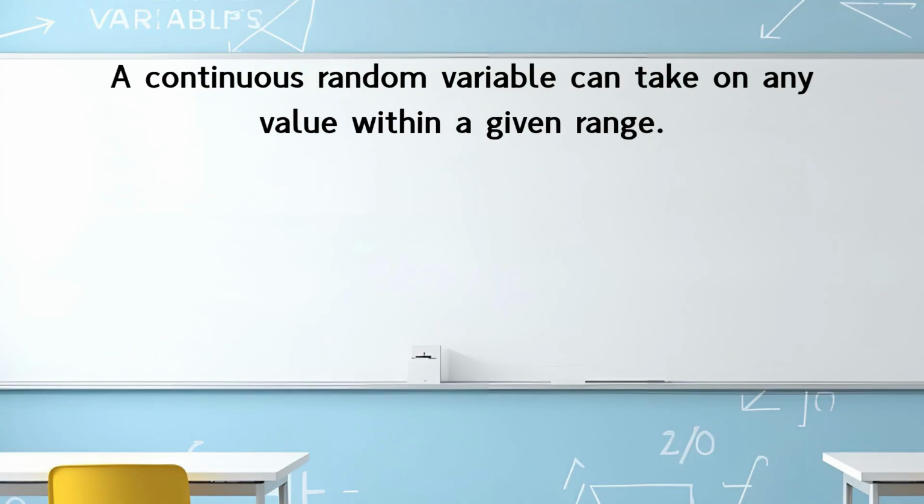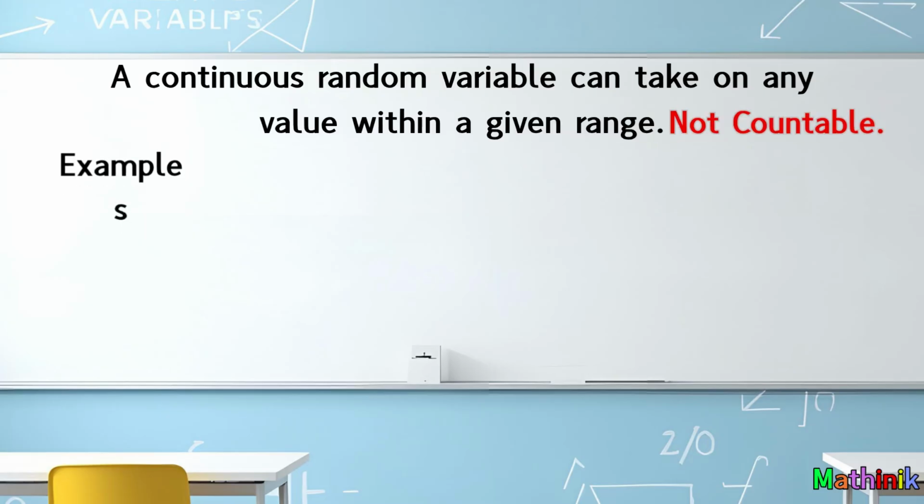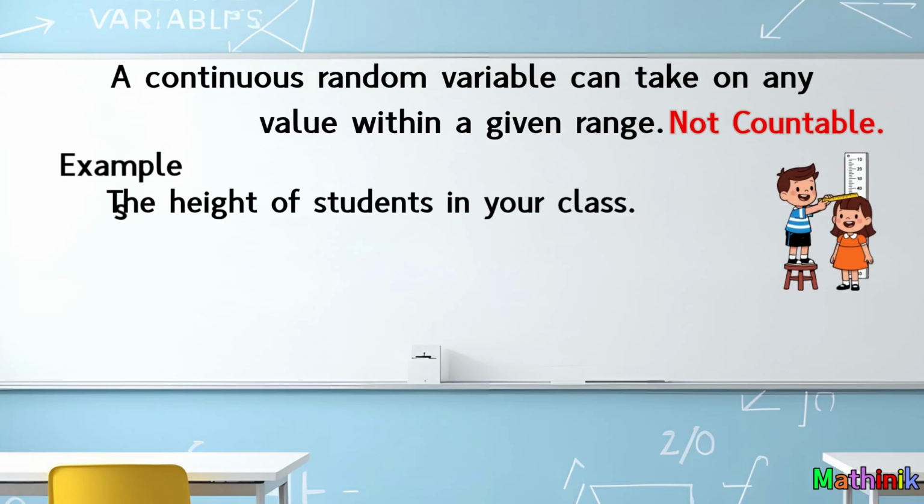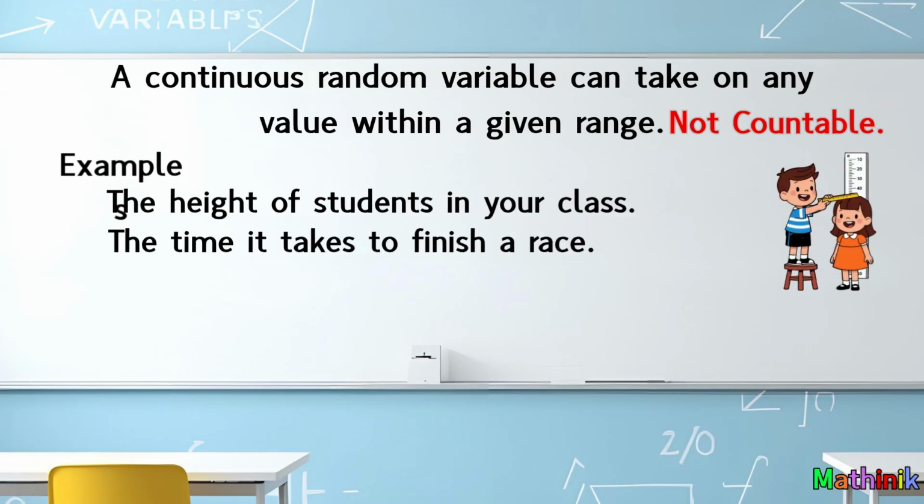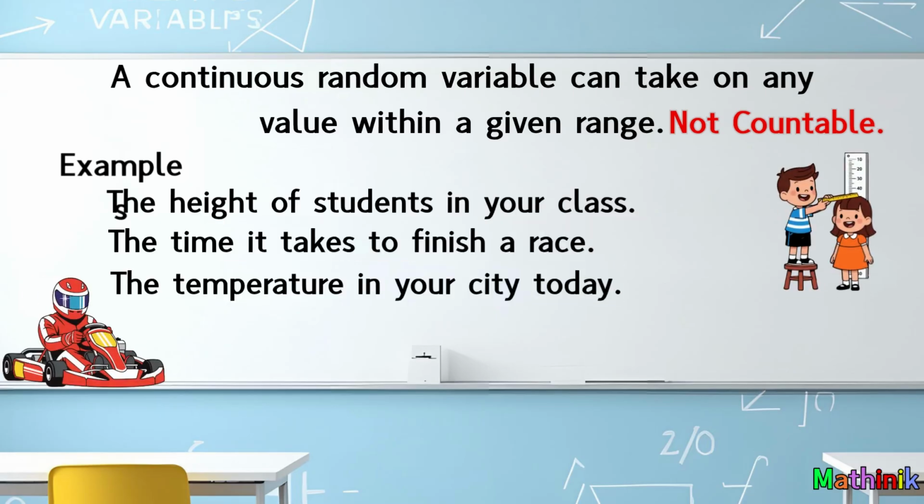A continuous random variable, on the other hand, can take on any value within a given range. That means its possible values are not countable. For example, the height of students in your class, the time it takes to finish a race, or the temperature in your city today. These can include decimals or fractions, like 1.75 meters or 9.6 seconds. That's why they're called continuous random variables.